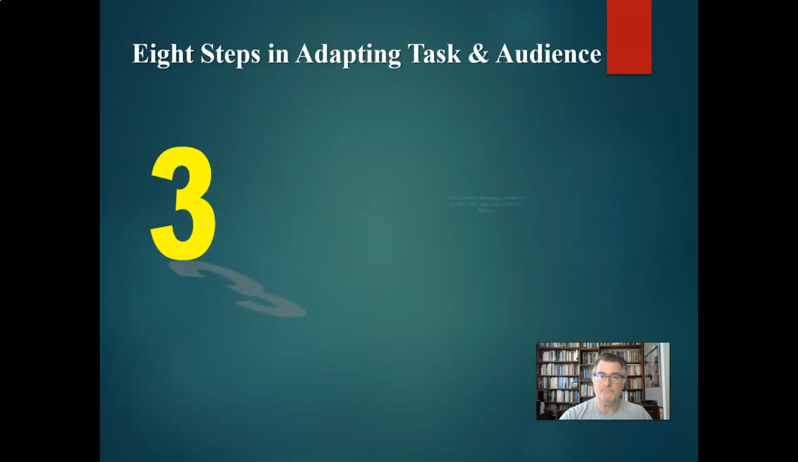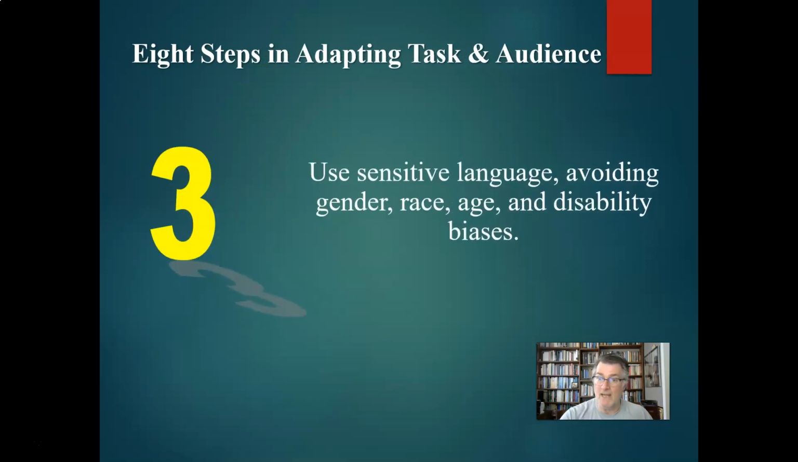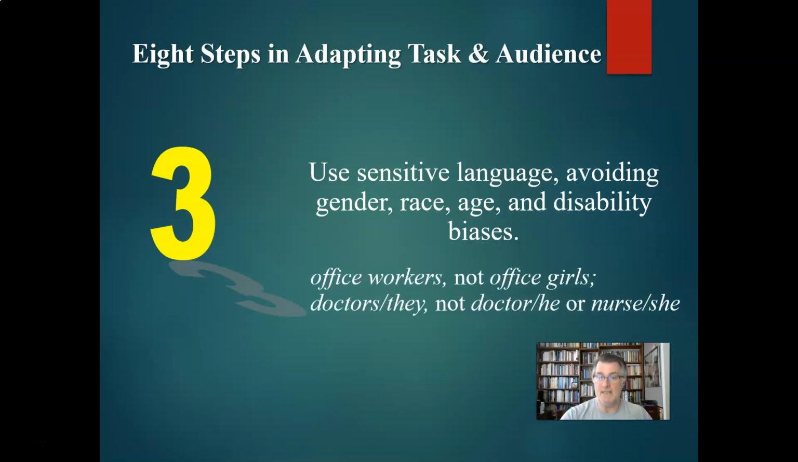Number 3, using sensitive language, avoiding gender, race, age, and disability biases. It is certainly possible to write in that way. You call people office workers, not office girls. It's not a fireman, but a firefighter, these kinds of things. Doctors are just doctors, not "doctor or nurse." You want to identify people regardless of their gender. He or she is a doctor. He or she is an actor. He or she is a firefighter.